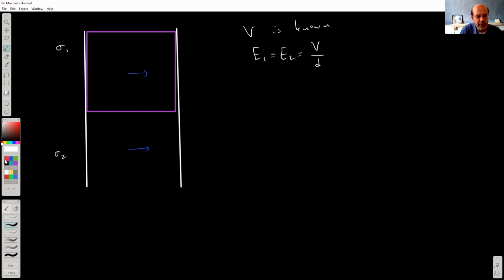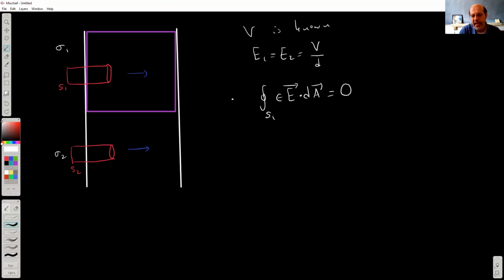Sigma 1. So to do this, I just choose a Gaussian surface in here. Okay, so I'm going to call this S1, and I'm going to call the Gaussian surface in this one S2. So I think I'm going to do this quickly. I need to apply the Gauss law for both of these surfaces. So this is epsilon E dot dA, that's equal to the enclosed charge. And I'm going to use the same base area parameter, little a, for both of them.